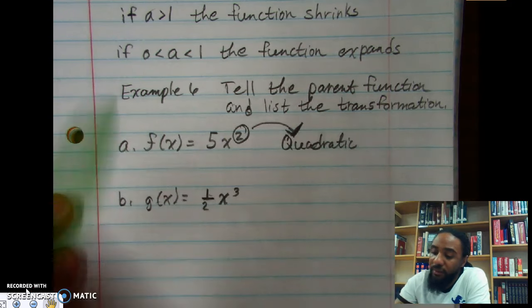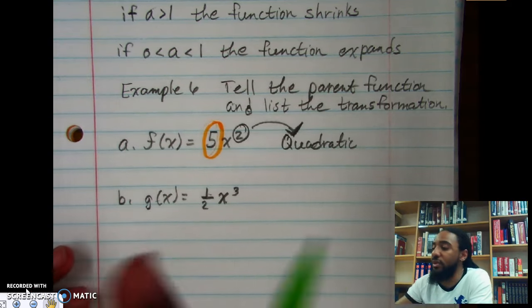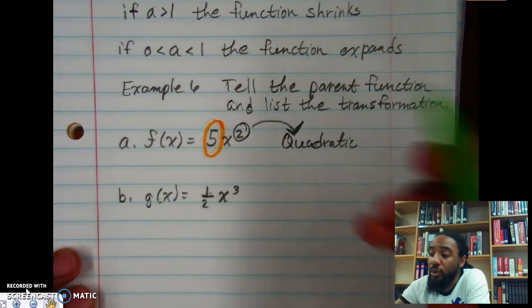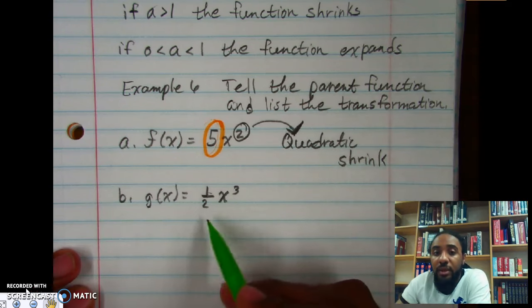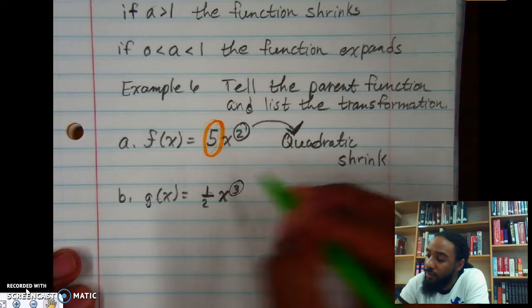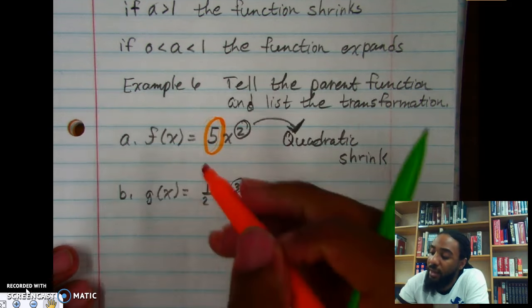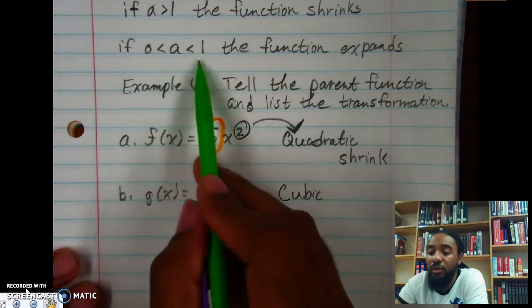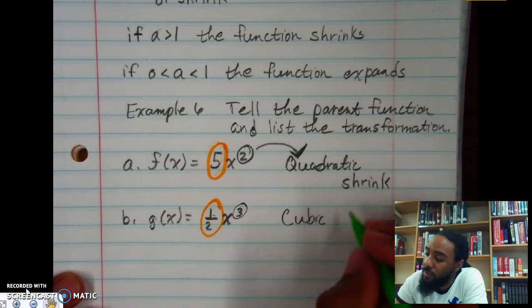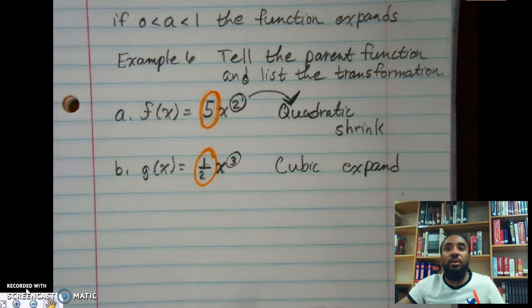And is 5 greater than 1 or between 0 and 1? It is between 0 and 1, so therefore it is going to shrink. And then 1/2, well, first off here, the cubic function here, that 3 tells you it's a cubic function. And then that 1/2, is it shrink or expand? Is that between 0 and 1, or is that greater than 1? So it means it's between 0 and 1, and it means it's going to expand.